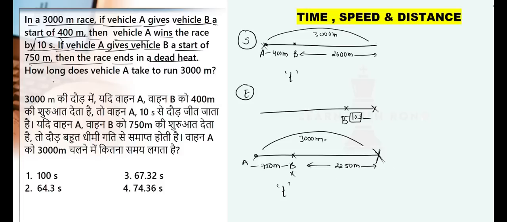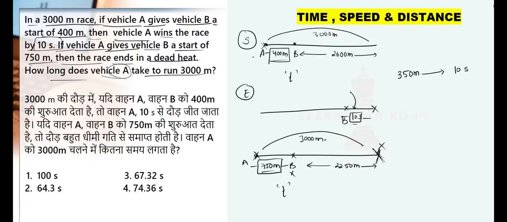See here, they asked us to find how long vehicle A takes to run 3000 meters, means the time taken by A to run from here to here. See here, when B got a 400 meter head start, it lost the race by 10 seconds, but when it got a 750 meter head start, it reached at the same time as A reached. So what is the difference here? 400 here, 750 here, which is 350 meters distance covered by B in 10 seconds only, right?